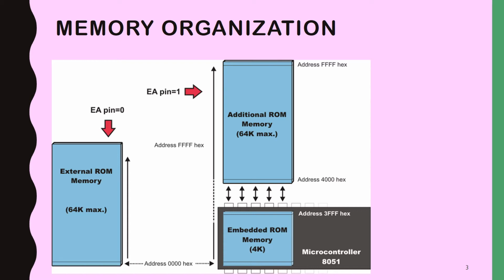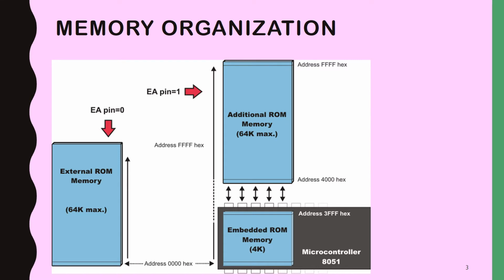The memory organization allows external program memory to be added. Here you can use the EA pin. With pin 0, external ROM memory is 64 kilobytes maximum. With pin 1, additional ROM memory space is addressed from 4000 to FFFF, and there is embedded ROM memory of actual 4 kilobytes. So altogether this is made available.